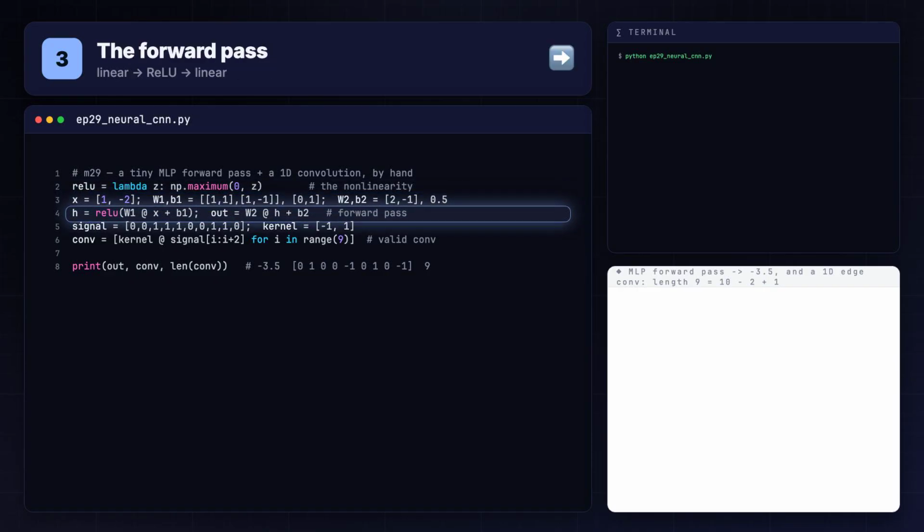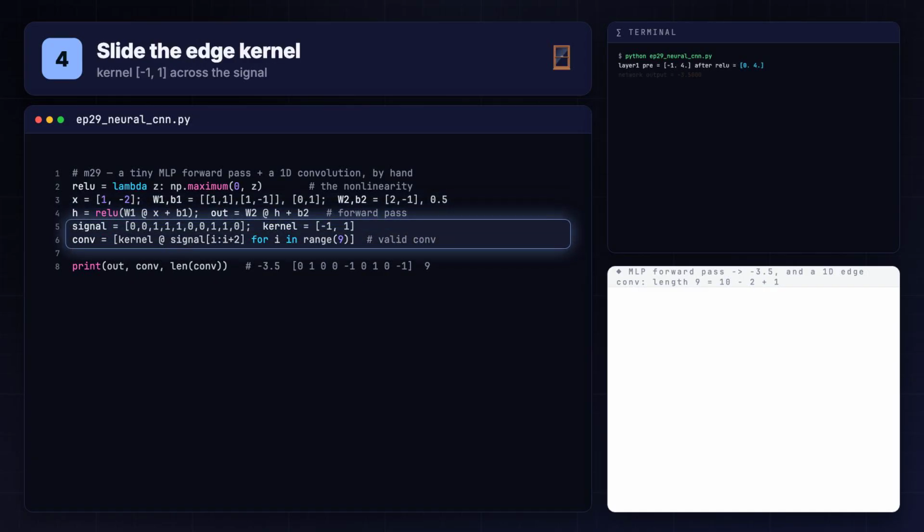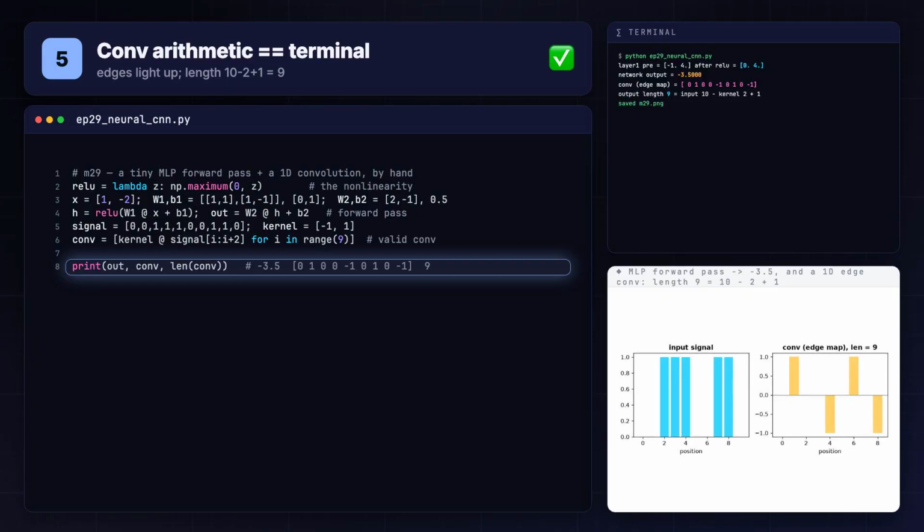We compute the first layer's linear part, apply ReLU, then the second linear layer. That's the full forward pass to one number. We make a one-dimensional signal with a couple of edges and slide a length 2 kernel, -1 then +1, across it. The convolution lights up exactly at the edges, and its length equals input minus kernel plus 1. The convolution arithmetic confirmed.